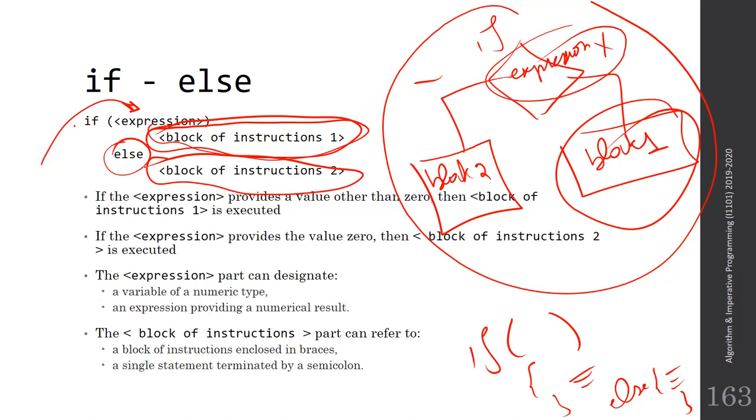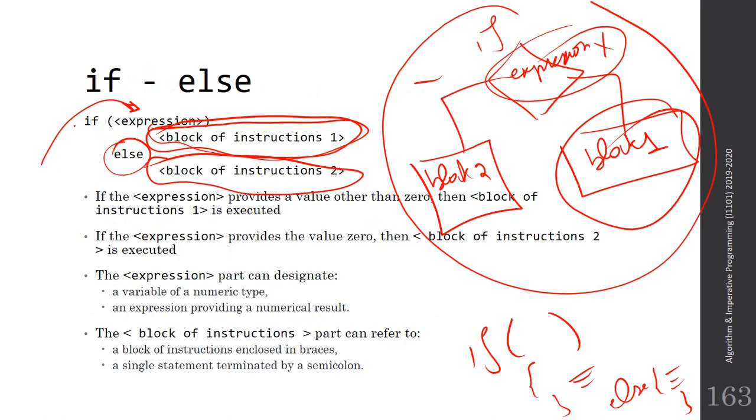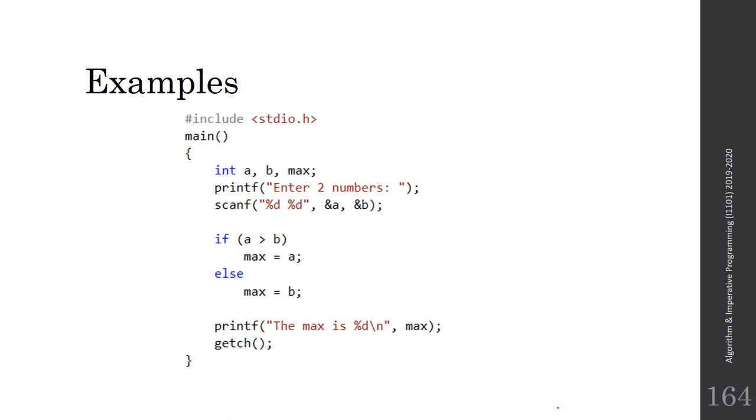Again, a block of instructions could be like this one. We have curly braces and 0 or multiple instructions, or if it's one instruction, I can remove the curly braces and just write the one instruction. So let's take examples and see different conditions and the usage of the curly braces. Here is an example. We have a program where we just define, without initializing, three variables, a, b, and max, and then we print on the screen, enter two numbers.